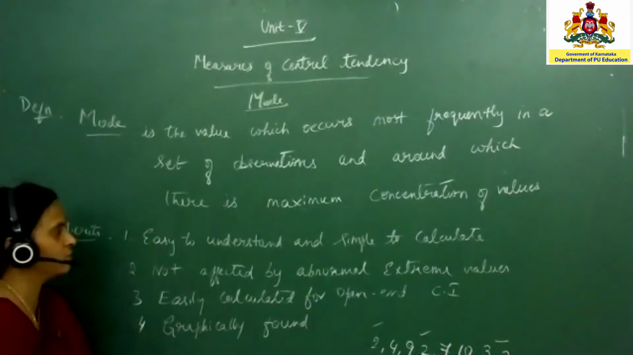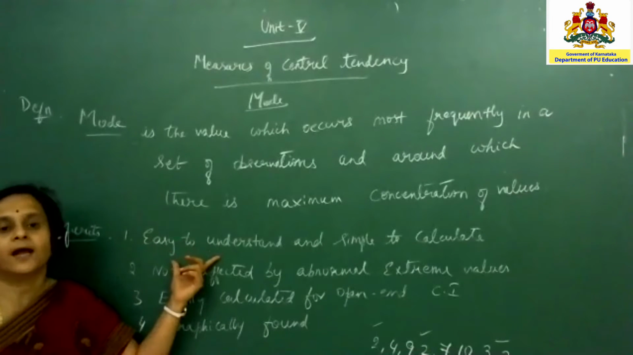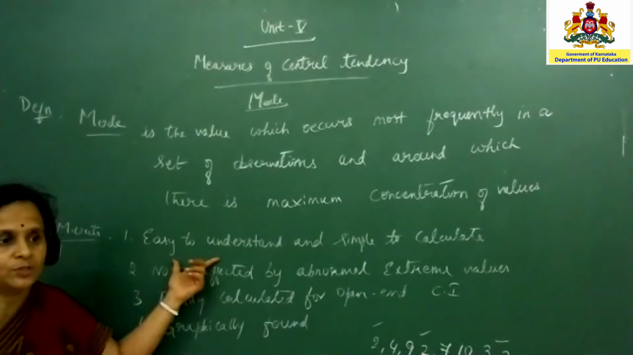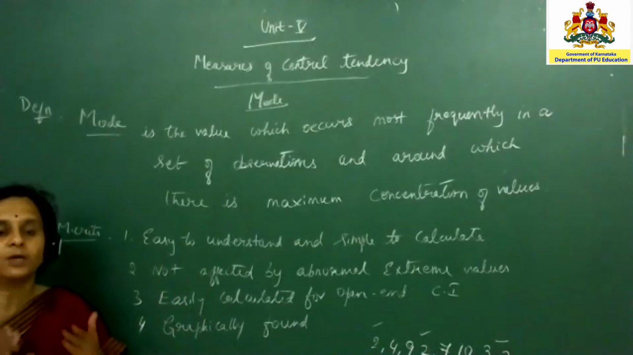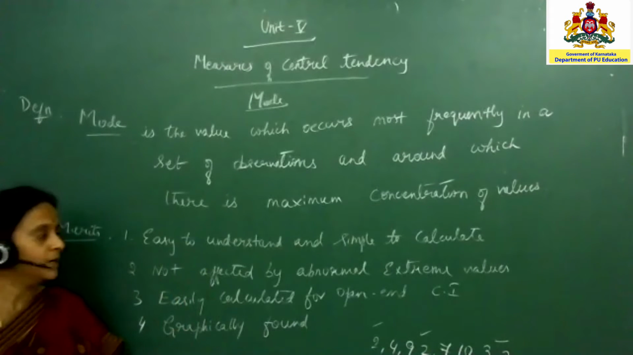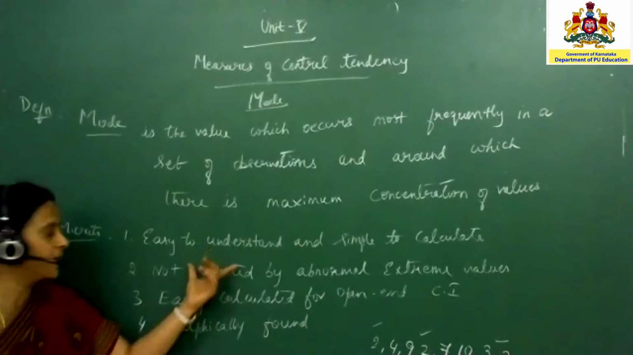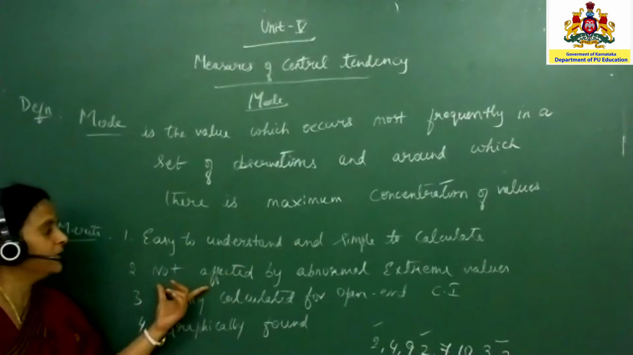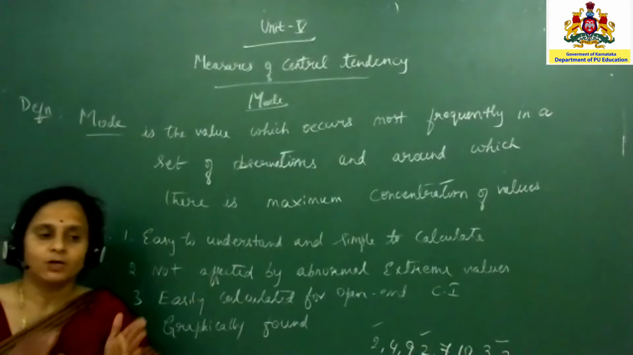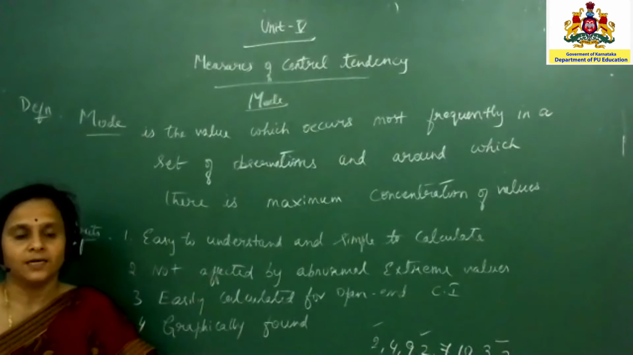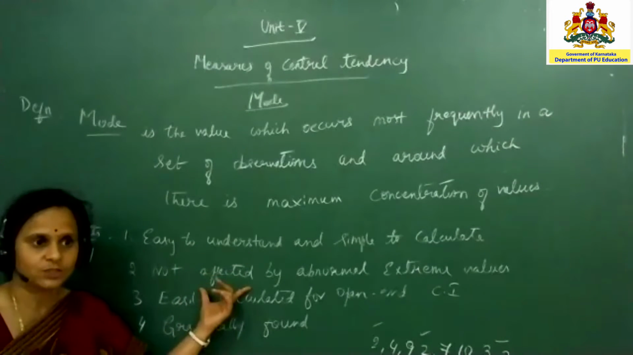Next, the merits of mode. One of the main merits is that it is easy to understand and simple to compute. It is easy compared to the geometric mean, where we have to make use of logs, antilogs and so on. Second merit: it is not affected by abnormal extreme values, similar to mean and median. So if you have extreme values, it is not affected much.